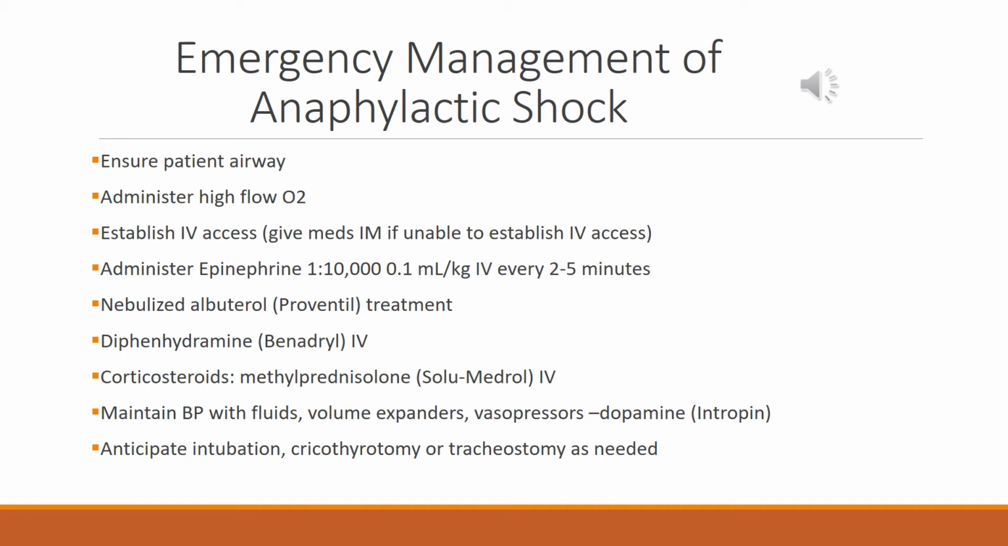And of course, we should anticipate the need that we're going to have to intubate them. They might require a cricothyrotomy. Why would they get a cricothyrotomy? Well, if they have some kind of facial trauma or obstruction in which we can't get to the trachea, basically you make an incision through the skin and the cricothyroid membrane to establish the airway. Or possibly a tracheostomy as needed.